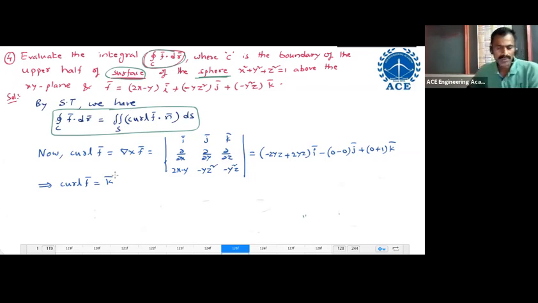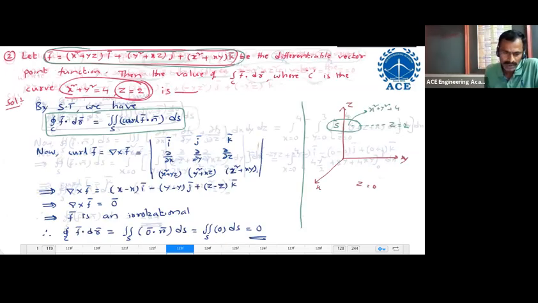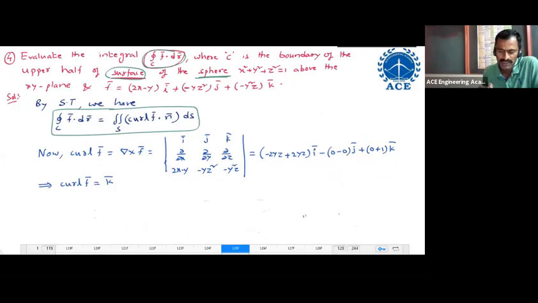And this is not equal to 0 bar, unlike in the second problem. In the second problem, curl is 0 bar. That is why we stopped there and wrote directly the value as 0. But in this problem, curl is not equal to 0 bar. So since this is not equal to 0 bar, next we require the n bar.